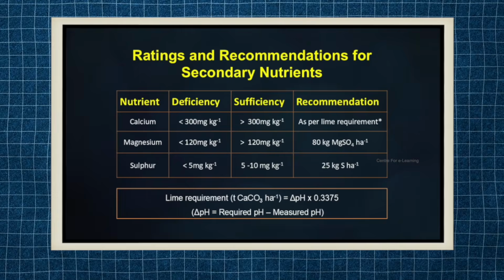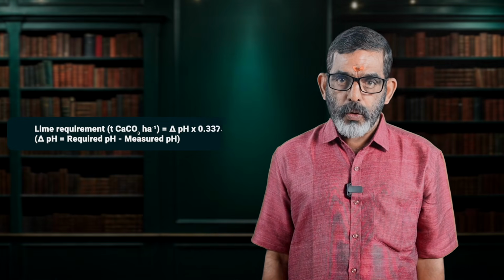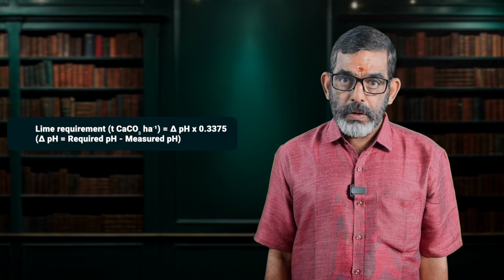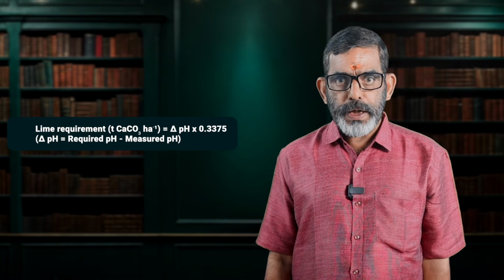Coming to secondary nutrients, there is no classification like that of major NPK. Here, the critical level is taken as 300 ppm, 300 milligram per kg soil, of available calcium. If it is less than that, it is considered deficient, and if it is 300 or more, it is considered sufficient. And usually calcium is recommended based on the pH and lime requirement. I have already told you delta pH into 0.33. That formula you can use, or you can use that table depending on the pH. Calcium can be given, so you can forget about calcium deficiency. You need not go for further critical level to be analyzed.